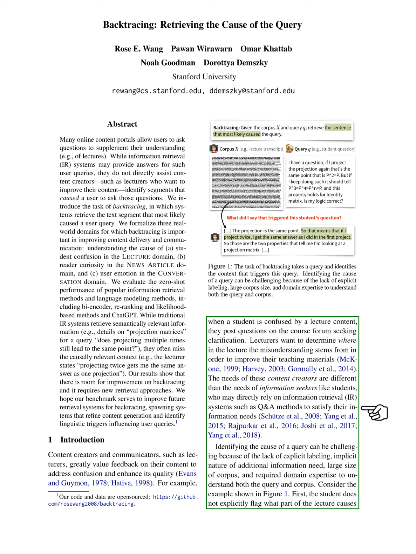However, the needs of content creators differ from those of information seekers, like students, who often turn to information retrieval systems, including Q&A methods, to find the information they need. Identifying the root cause of a question can be tough due to several reasons. Questions often lack clear indicators of what exactly caused the confusion. The need for additional information is usually not directly stated.